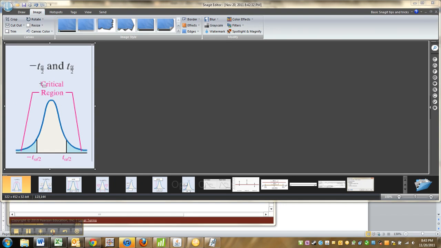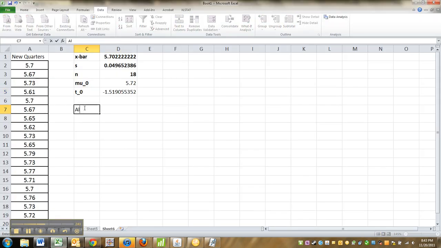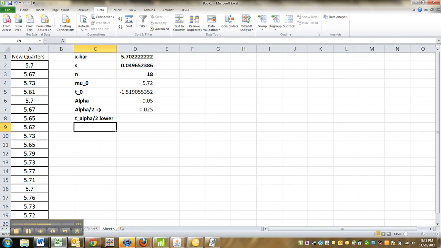Now let's think about this for a second. Alpha is the area in both tails, right? Because this is a two-tailed test, then we want alpha over 2. So let's write all that. Alpha is right here, and we can do alpha divided by 2 right here. So alpha was 0.05, so alpha over 2 is that divided by 2. Okay, so we need T alpha over 2, lower one, right? I better make that lower. And then we're also going to need another one that's the T alpha over 2 for the upper.